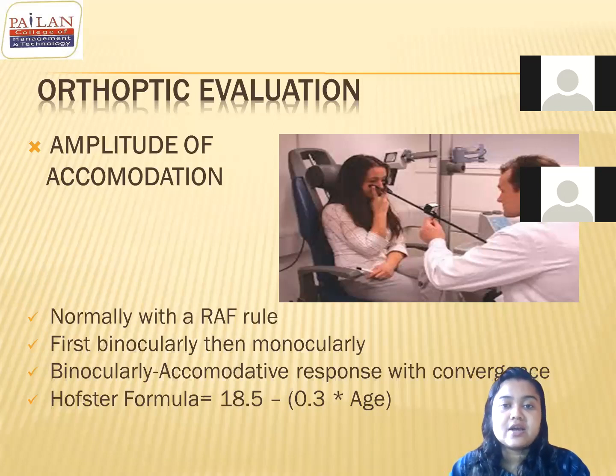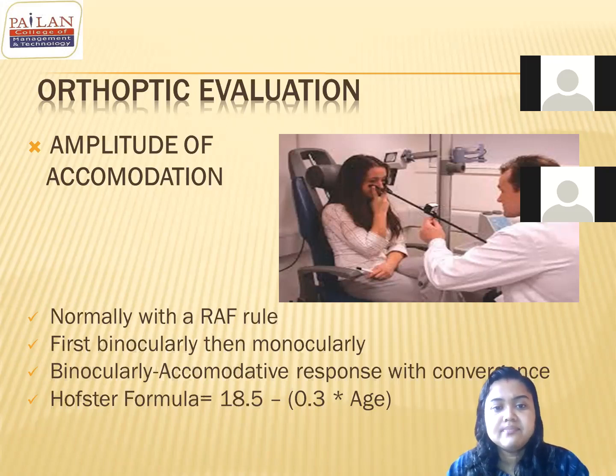If you get an accommodation of around 10, 11 or 12 diopters, that means the child definitely has some kind of accommodative insufficiency. Whatever accommodation is required for his age, the child is not having that amount. So you record it. Sometimes we find that... yes, Meena, tell me.